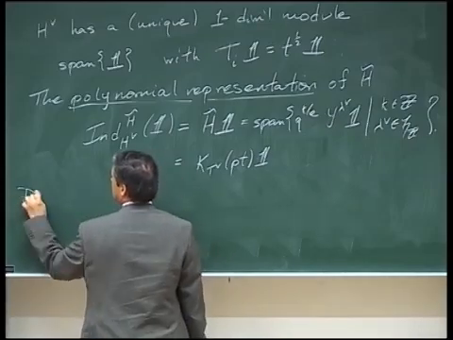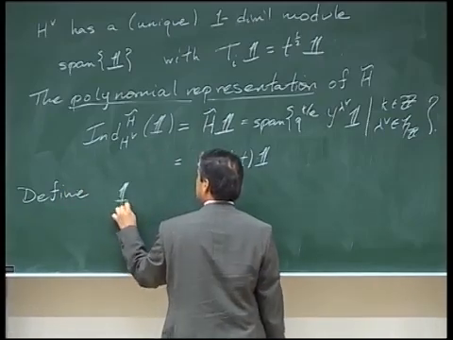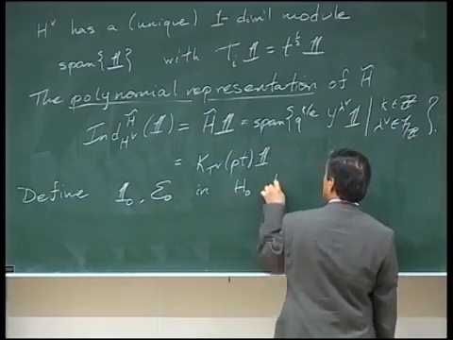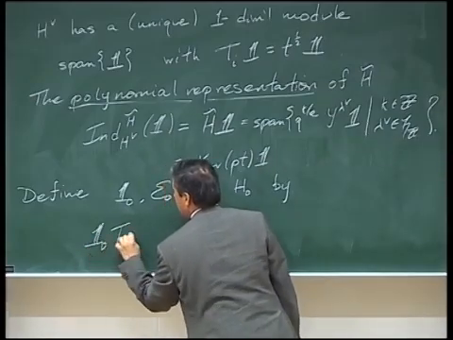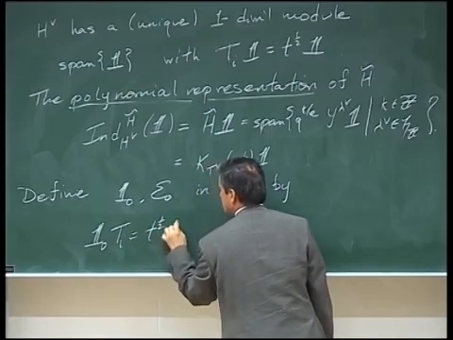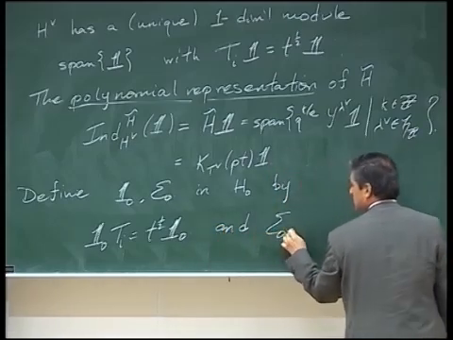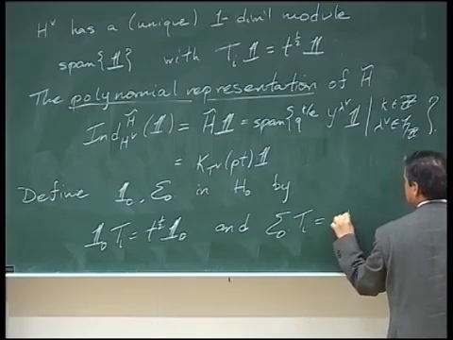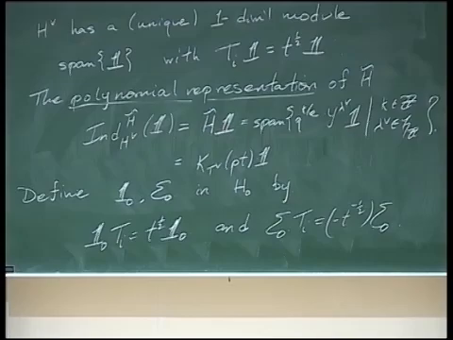So let's define two idempotents, capital 1, 0 and capital epsilon 0, in H0. I want 1, 0 of t_i to be t to the half times 1, 0, and epsilon 0 of t_i to be negative t to the minus a half times capital epsilon 0. All right, so again, we can write down explicit formulas for those.